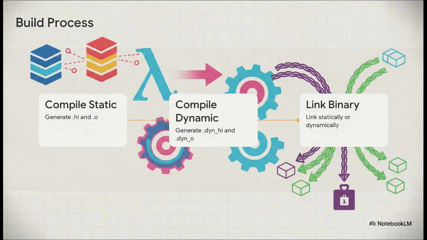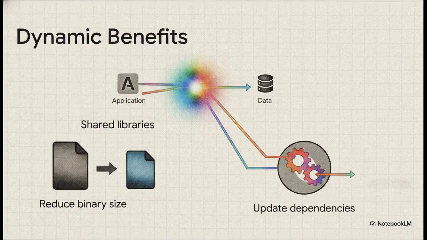Okay, so how does this build process actually look in practice? Step 1, the compiler generates the static pairs. Step 2, it simultaneously generates the dynamic pairs. And the absolute beauty of this parallel process is Step 3. Your final executable binary now has ultimate flexibility. Because the compiler generated both sets of artifacts right out of the gate, your program can be linked either statically or dynamically depending on what you need, without you ever having to go back and recompile the whole thing.